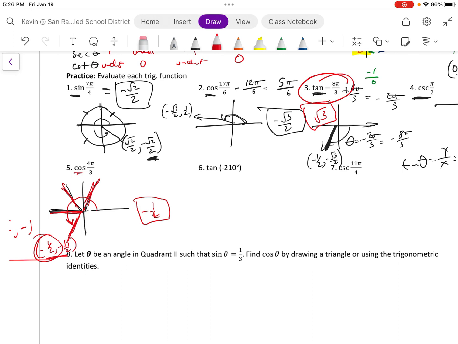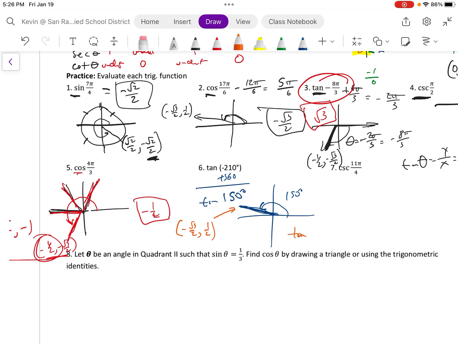Okay, tangent of negative 210 degrees, again, not in the unit circle, so let's add 360 to it. So we have the tangent of 150 degrees, and 150 degrees is on our unit circle. It's right here. There's 150 degrees. And we should know, hopefully, that the x value is negative root 3 over 2, the y value is 1/2.